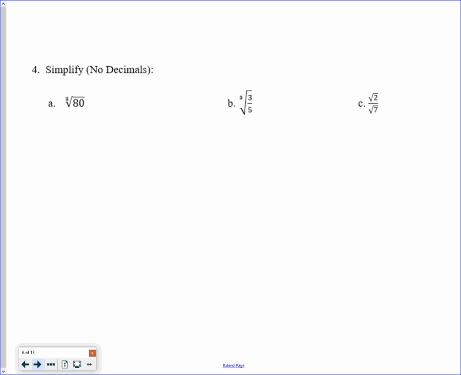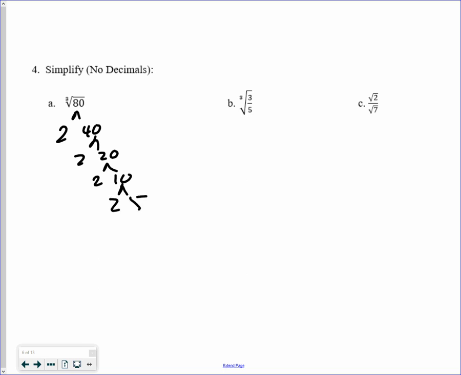Next section, simplifying. And now we have a large number of problems in which we're going to need to simplify. No decimal answers on this section. I want to know what it would be as a radical, a simplified radical. So I'm going to go ahead and do a factor tree. That's the way I explained it to my class.